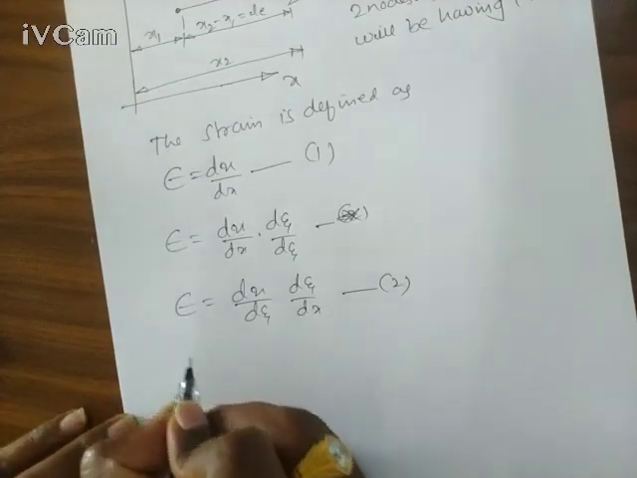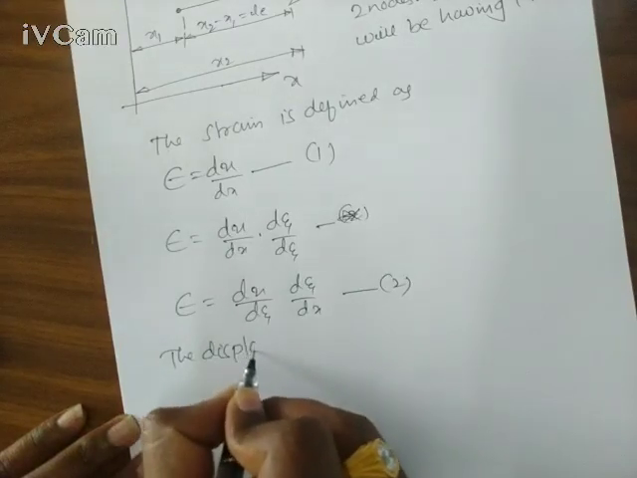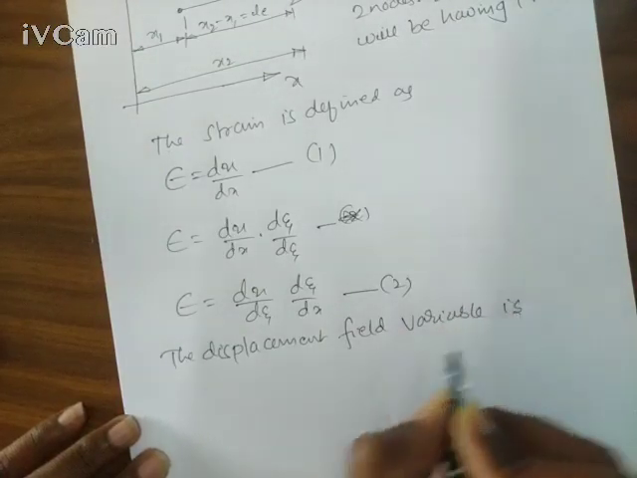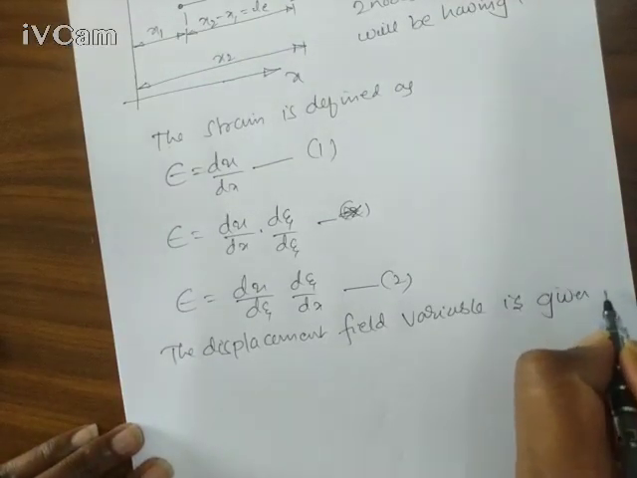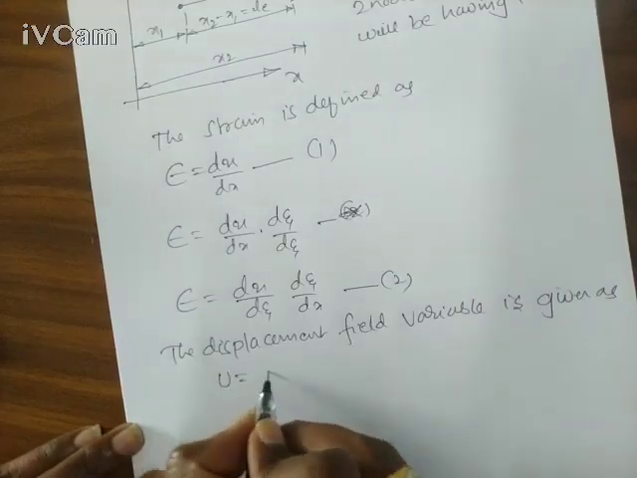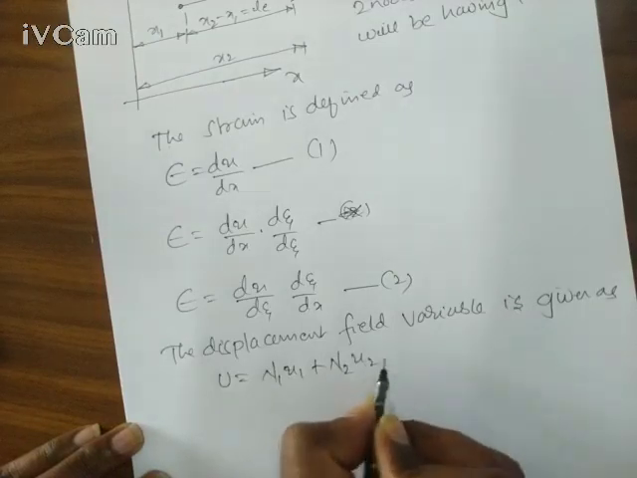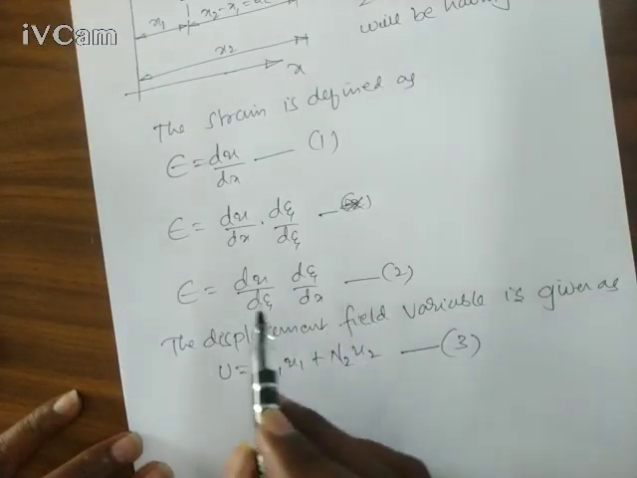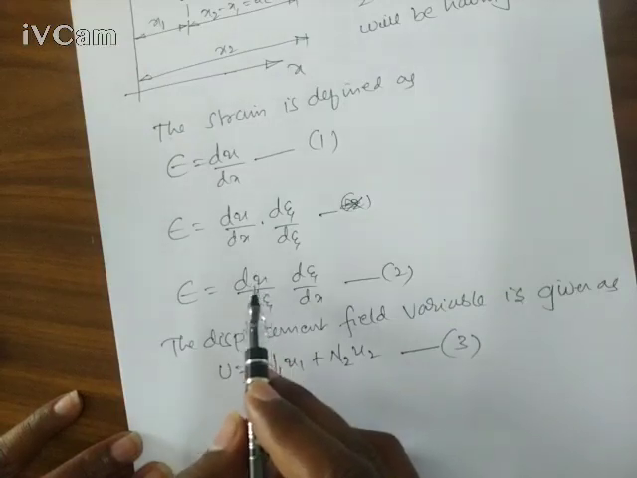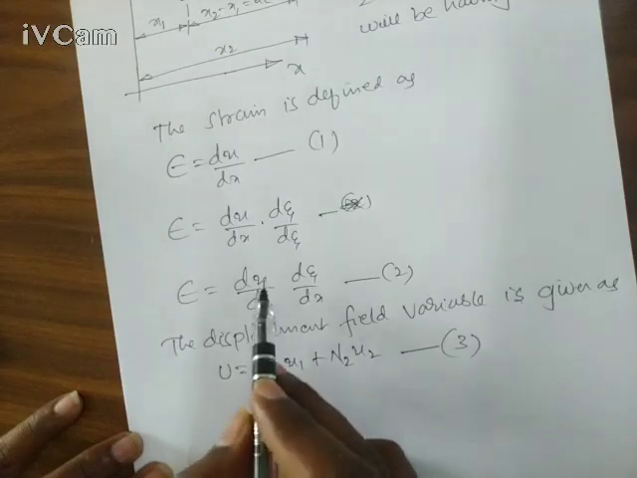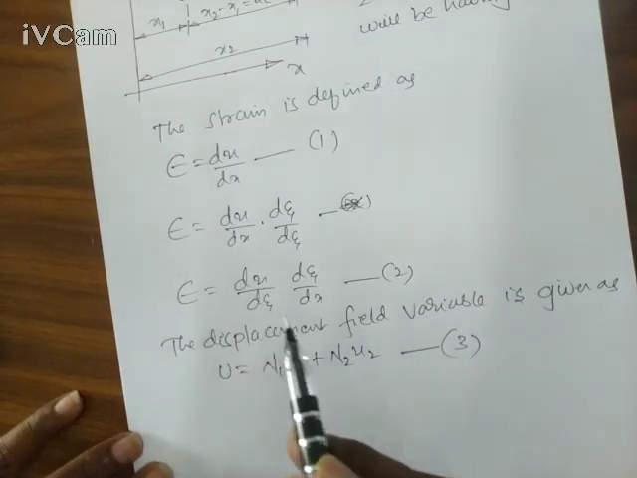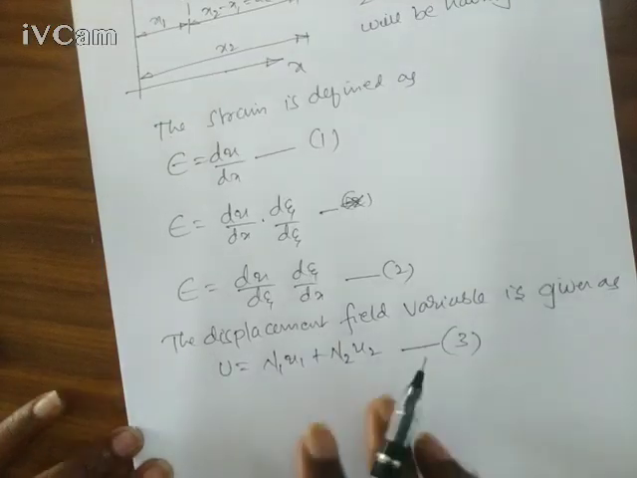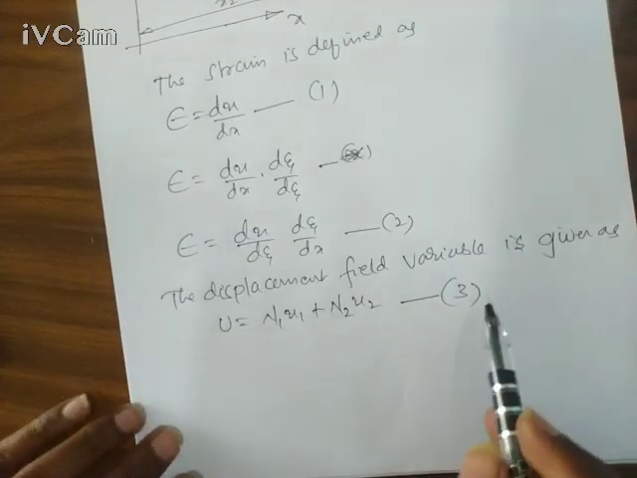See here, we already know that the displacement field variable is given as u equal to n1 u1 plus n2 u2, right? I am going to call this equation 3. See here friends, in equation 2, my intention is to first find the u equation, then I can do the differentiation of that u equation with respect to zeta. Next I will be considering the equation involving zeta, so then only I will get d zeta by dx. Understood? That is the reason I have written this displacement field variable equation.